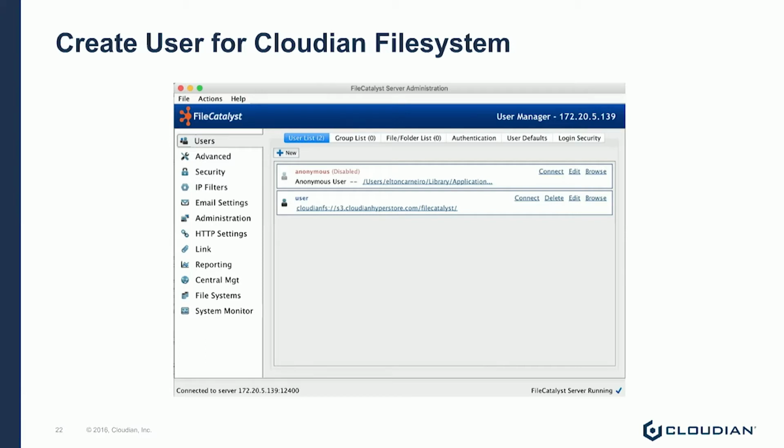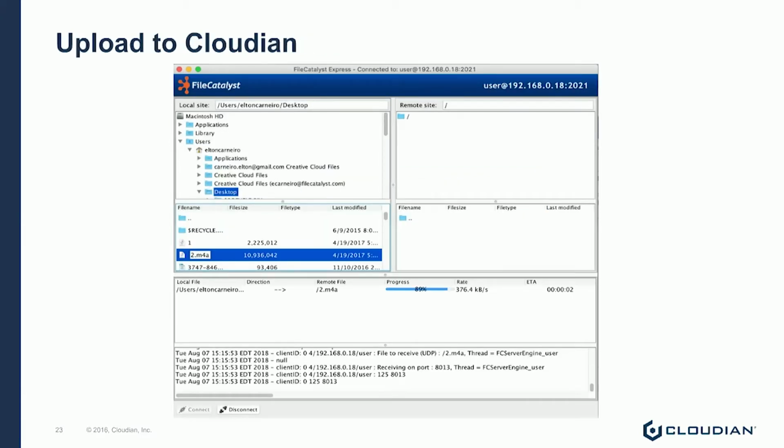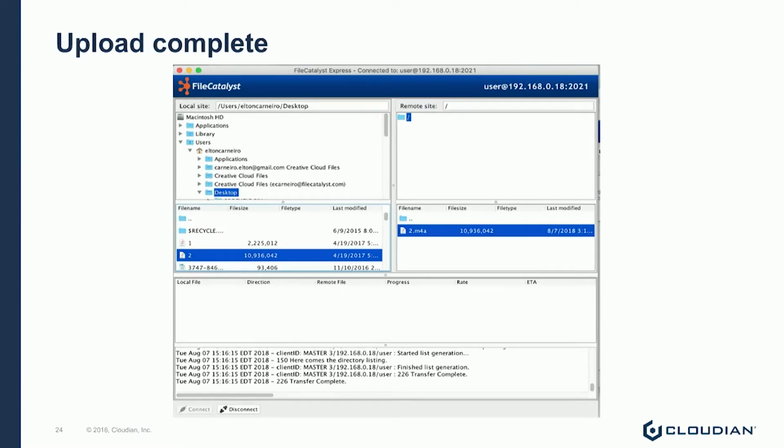So once that's done, you can perform an upload. You can either use the connect link that's available under the user account, or you can use any of our client applications to connect and transfer a file. So in this screen over here, we're showing the connect feature, which is also known as FileCatalyst Express, and we're showing a transfer of the file to the bucket. And once the transfer completes, you'll see the file lands in the bucket and it's visible to you.